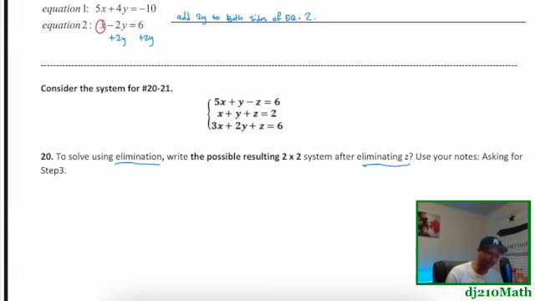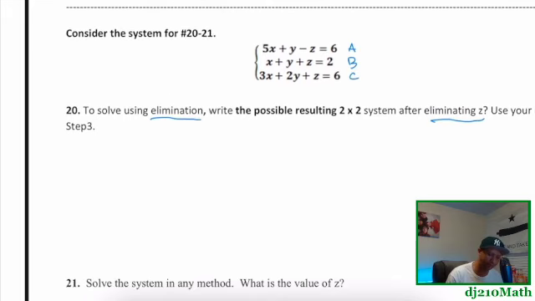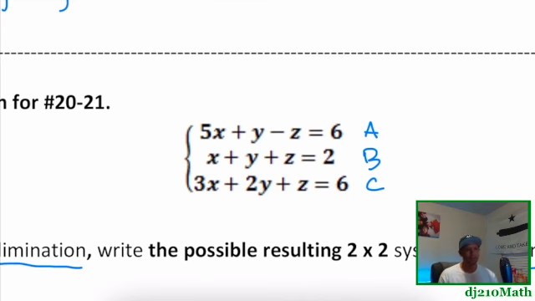So what this is saying is I have to choose 2 of these. So A, B, and C. Of the 3, so that z will cancel. So I'm looking for opposite signs in z. So right here. So I'm going to use A and B.